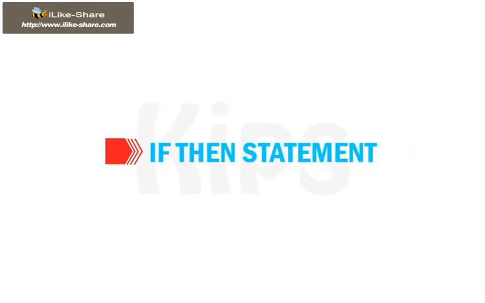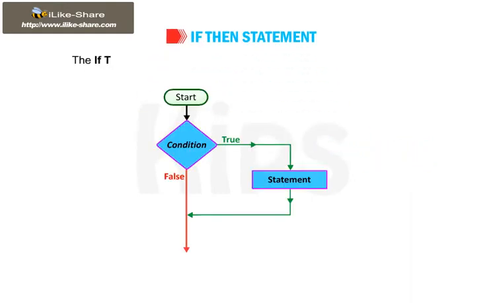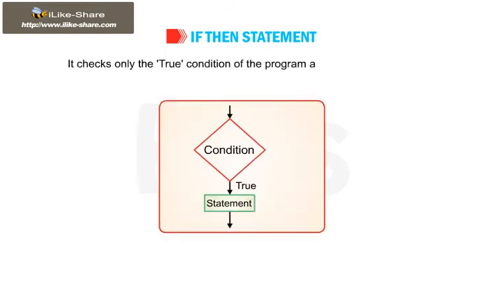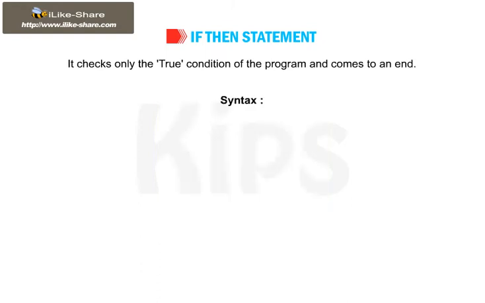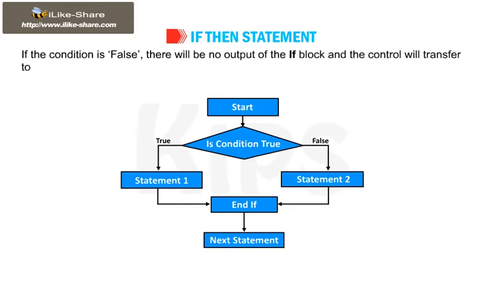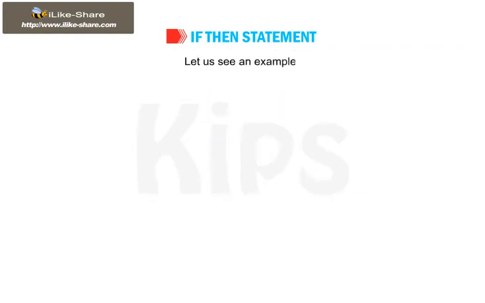Students, let us talk about the if-then statement. The if-then statement is the most basic type of branching statement. It is used to take decisions based on comparisons. It checks only the true condition of the program and comes to an end. Syntax: if condition then, statements, end if. If the condition is true, then the instruction specified after then is executed. If the condition is false, there will be no output of the if block and the control will transfer to the statement written after the end if statement. Let us see an example.